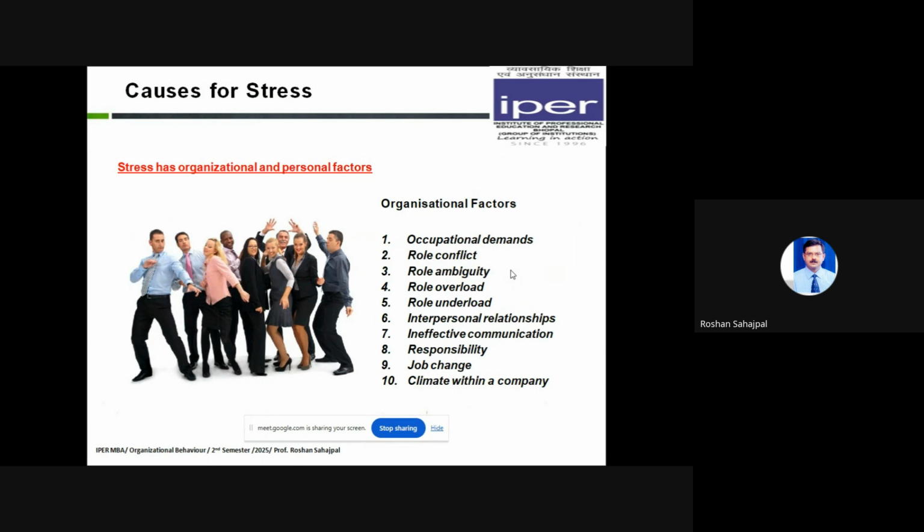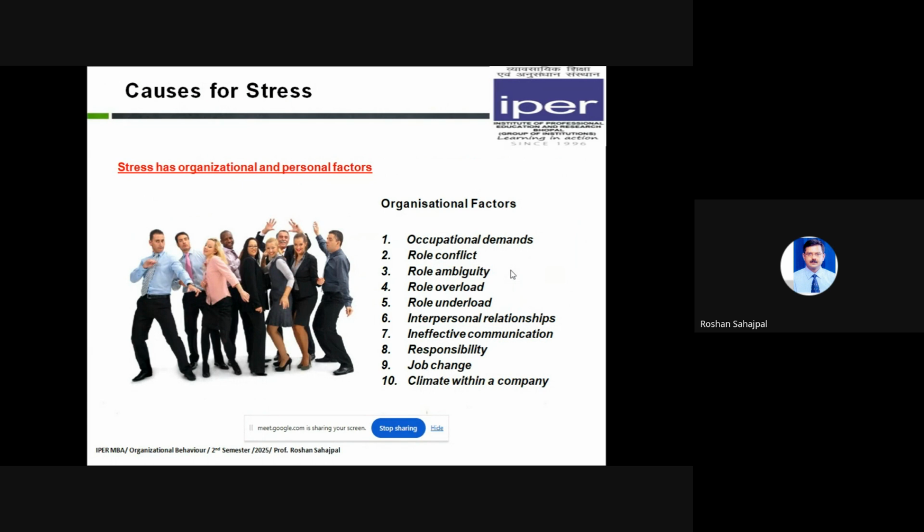Ineffective communication. Communication is the lifeblood of an organization. If the organization doesn't have proper communication, people will not know what they are supposed to do. And if this is the case, then it will lead to a lot of mistakes, which will again put people under a lot of stress. Because if people make mistakes, they'll be reprimanded by their bosses, and again they will be subjected to a stressful condition, right?